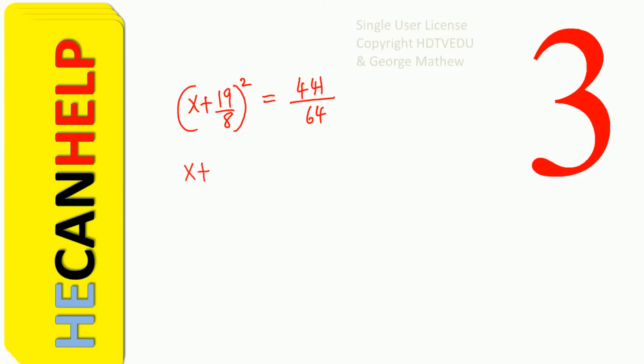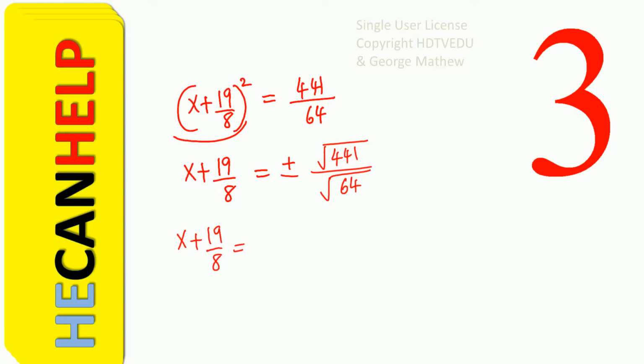So what is x plus 19 over 8? For that, we have to take the square root. We have a plus solution and a negative solution. So you take the square root of the numerator, the square root of the denominator. So you get x plus 19 over 8 is equal to, what is the square root of 441? 21. What is the square root of 64? 8. So x plus 19 over 8 is equal to plus or minus 21 over 8.